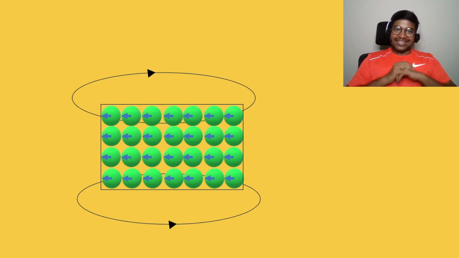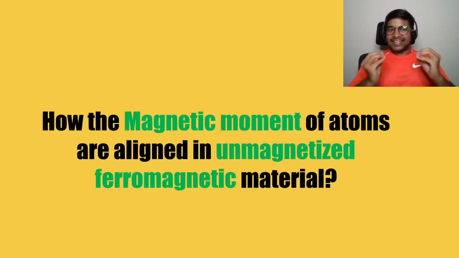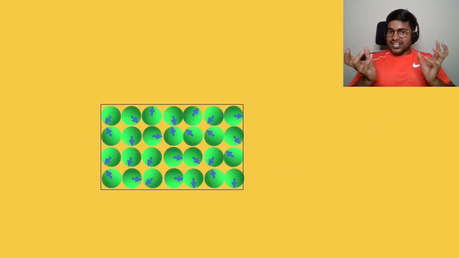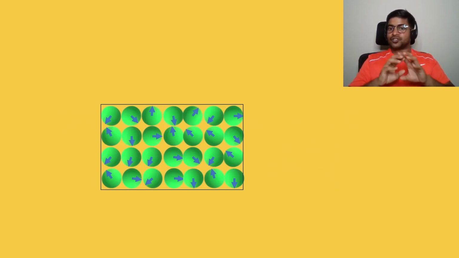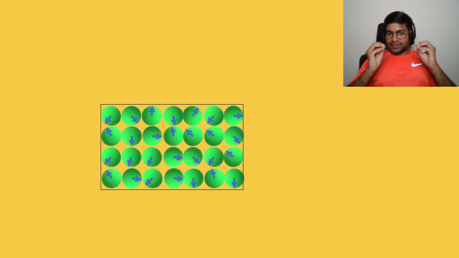Now let's say I have unmagnetized it, and I would like to ask a very basic question: how are the magnetic moments of atoms aligned in unmagnetized ferromagnetic material? If I think very intuitively, it is going to be something like this, in a random fashion, in such a way that the net vector sum of these magnetic moments is going to be 0, and hence the net magnetic field outside this magnet is going to be 0. But wait, this will not be the case.